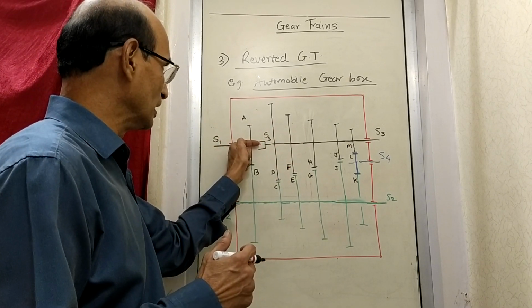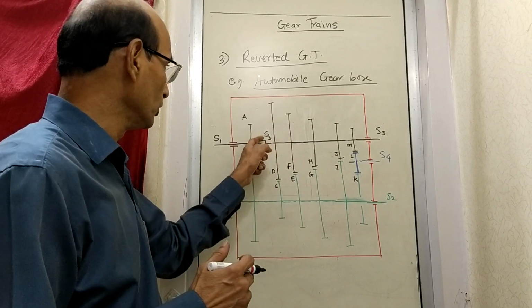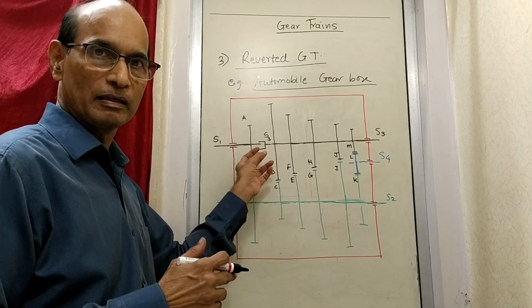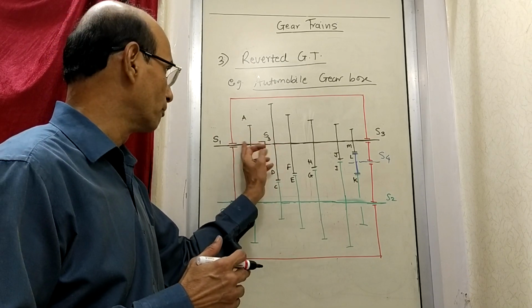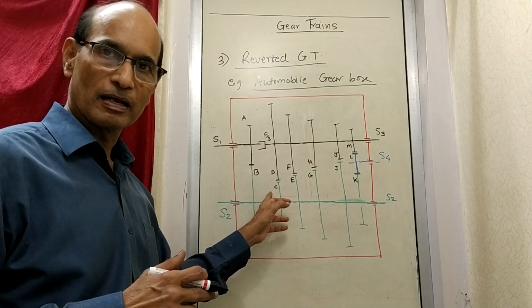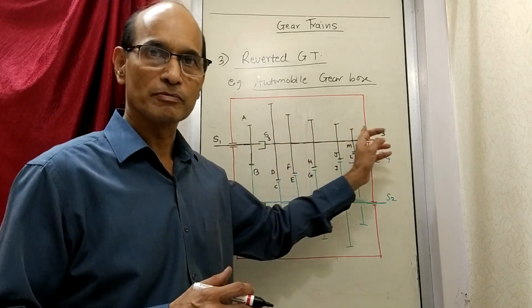This shaft is just resting here in the shaft S3, but between the two there is a bearing. So this is not physically tied to each other. So their speeds will be different. So A will drive B, B and C are the same gear, same shaft. Then C will drive D, and then you will get some speed here.